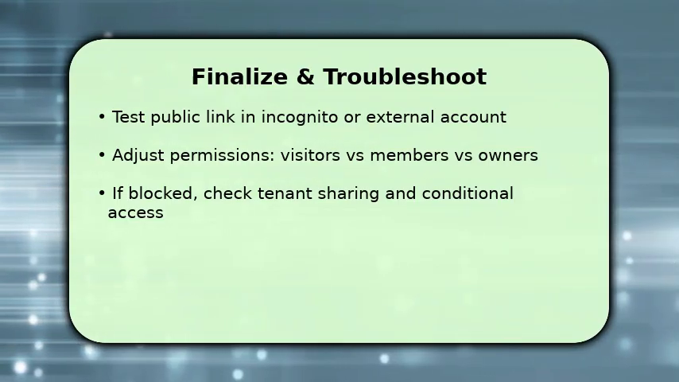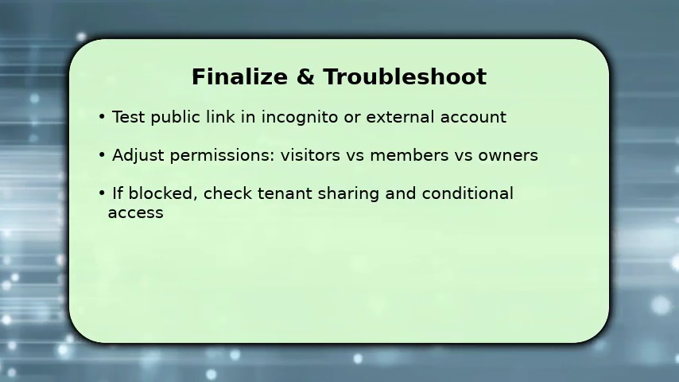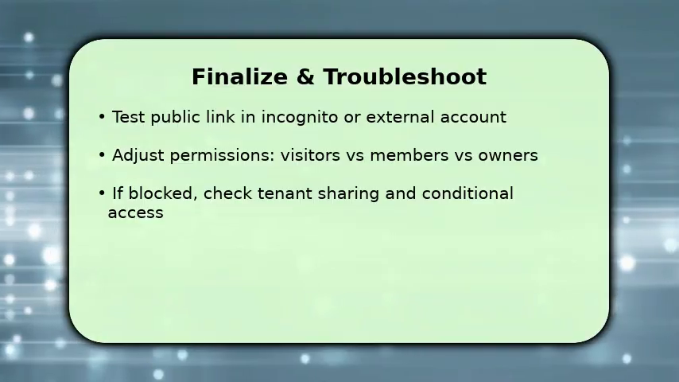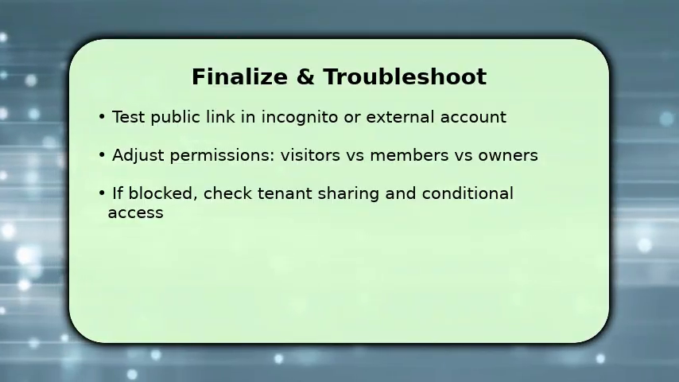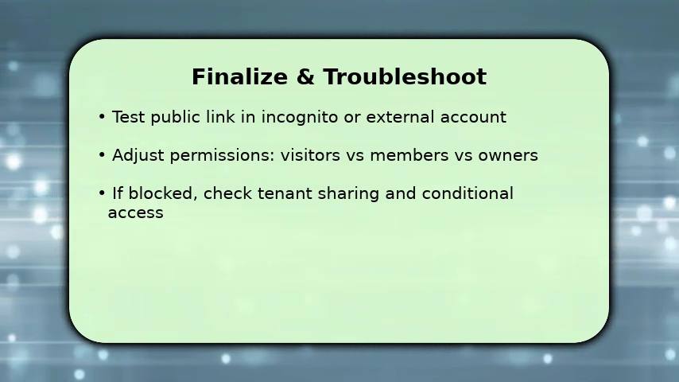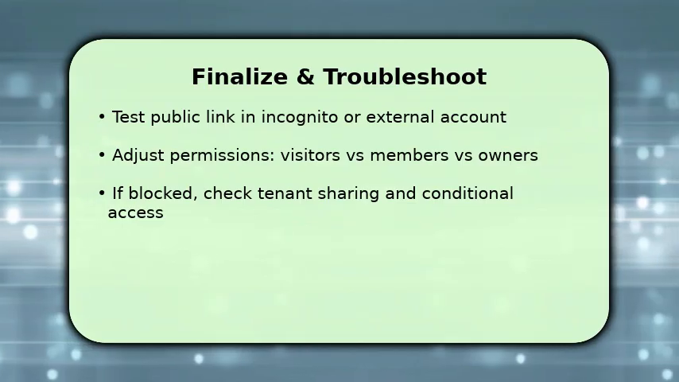If the link fails, check tenant-level sharing settings, conditional access policies, and Azure AD external collaboration restrictions. Often one of those prevents public access. Finally, document changes and set link expirations to reduce long-term exposure.